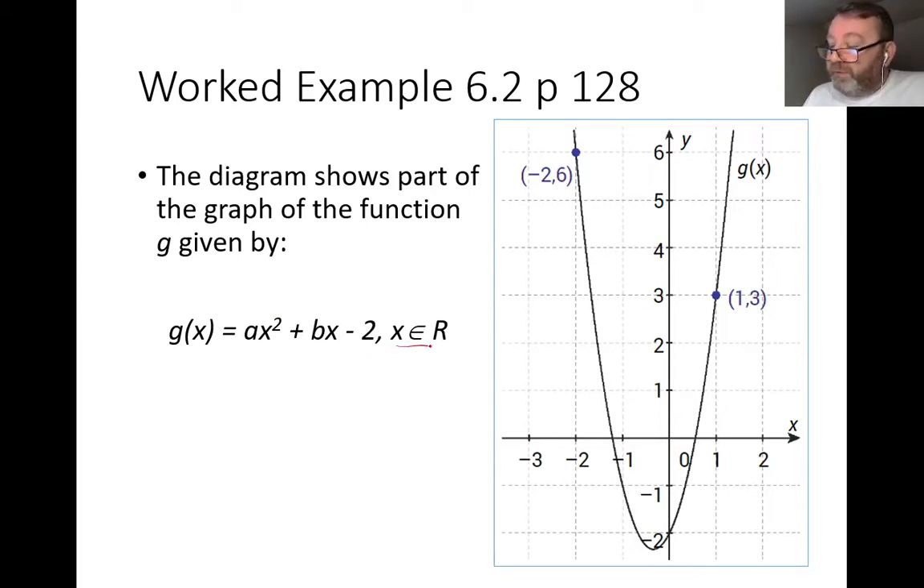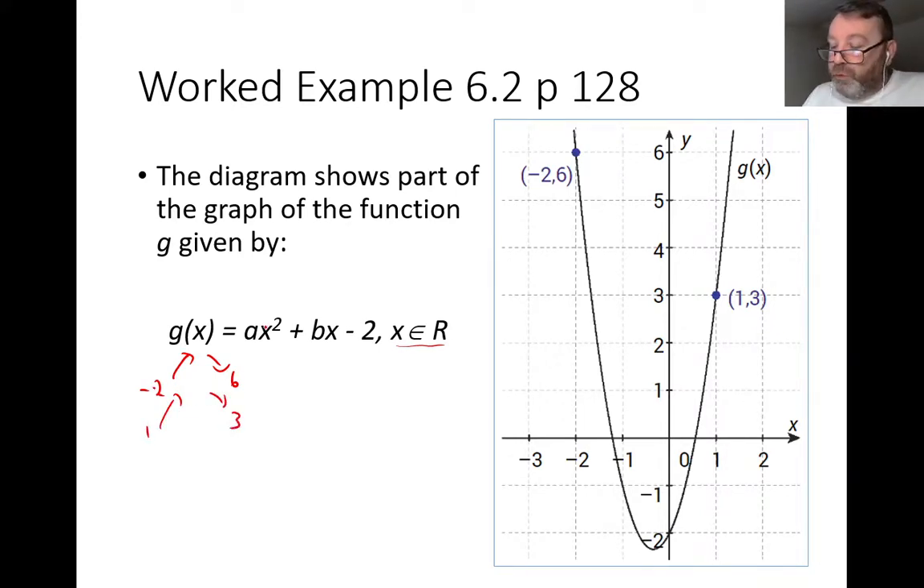Now what that's telling me is that my domain values are coming from the set of reals. That's any number between minus infinity and plus infinity. Okay? But here's what I do know. That if this is the function, (-2, 6) and (1, 3) are linked to one another through that function. So in other words, minus 2 goes into the function and comes out as 6. And likewise here, 1 goes into the function and comes out as 3.